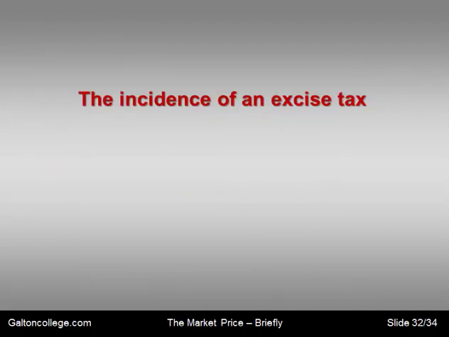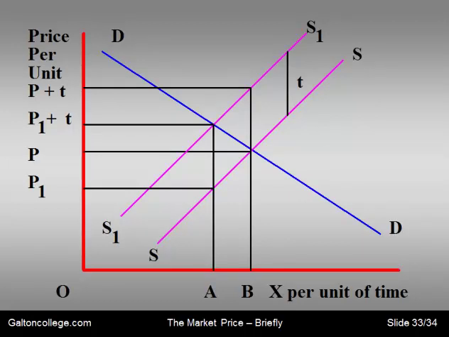Now let's look at the incidence of tax. If the government imposes a tax on a product, who pays the tax? Is it the consumers or is it the producers? Now this diagram looks absolutely horrendous, but let's deal with it. Let's first of all look at the supply curve SS. I'll just deal with that. That's the supply curve, and the demand curve, of course, is DD. So the initial equilibrium is at the point P.